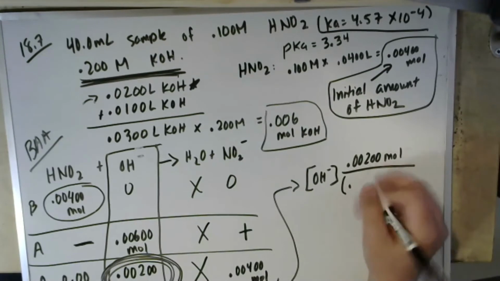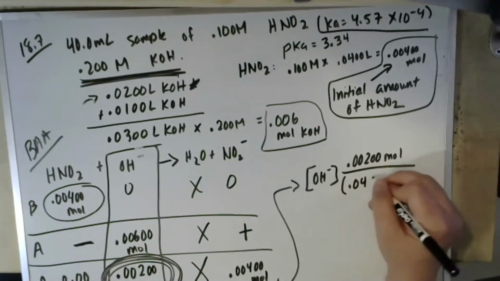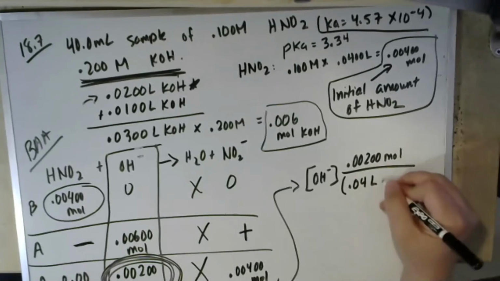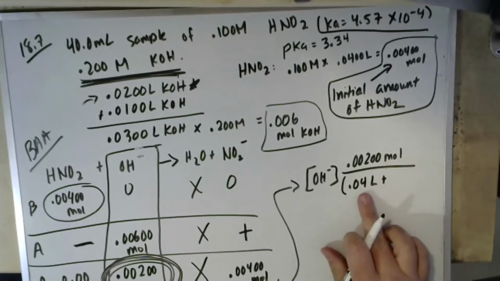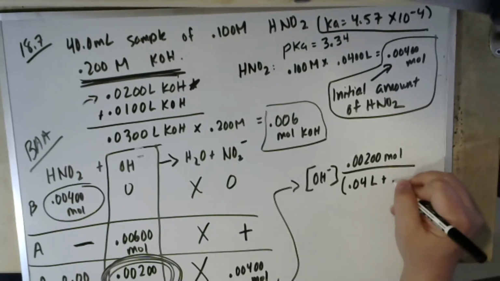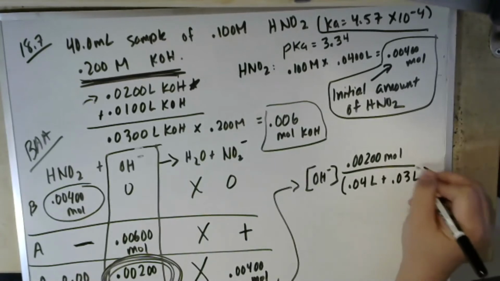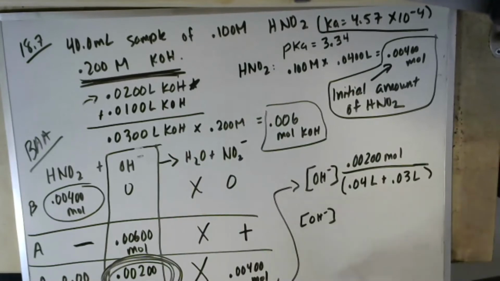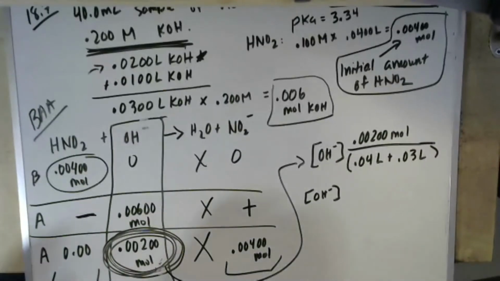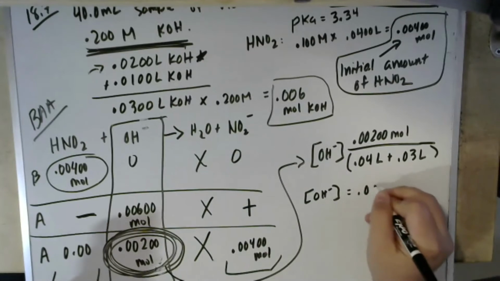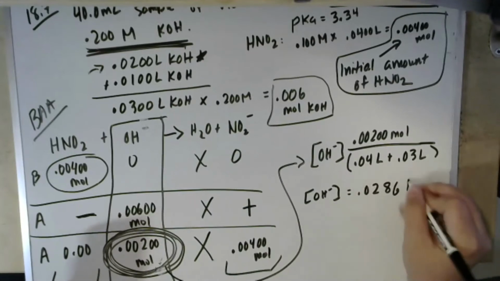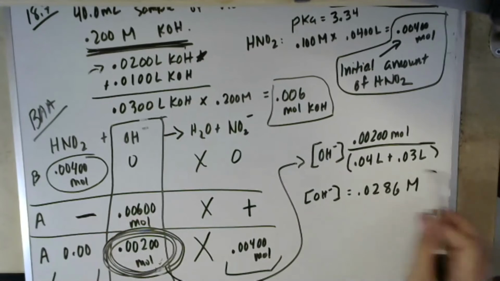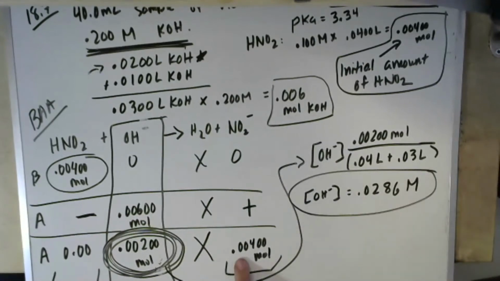Okay, so 0.04, and I'm cutting out some zeros here, but it's just for space. 0.04 liters from the HNO2 plus 0.03 liters from the KOH. So my hydroxide ion concentration is going to be 0.0286 molar. And you might be asking, like, yeah, but what about the NO2 minus here?